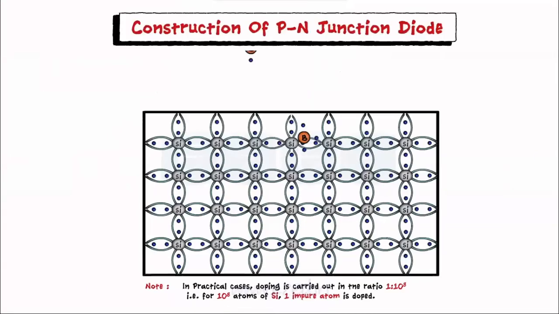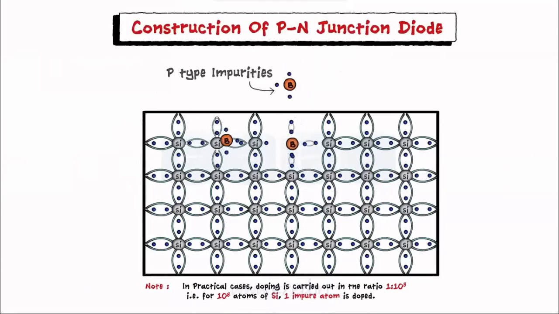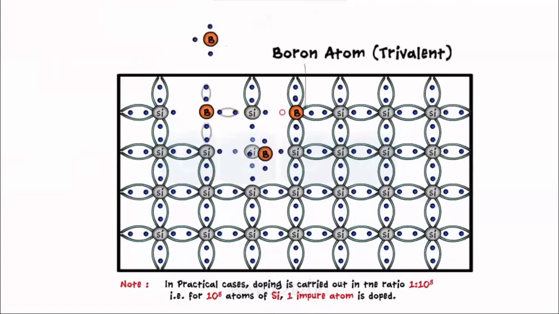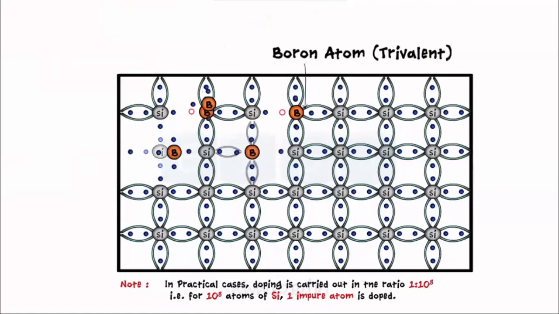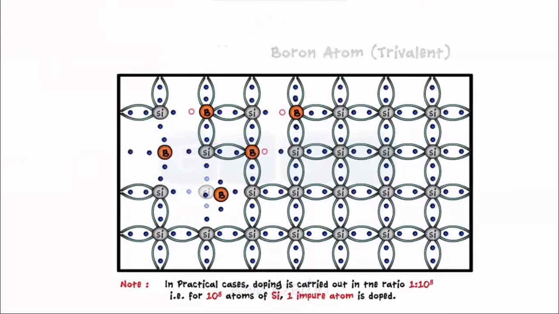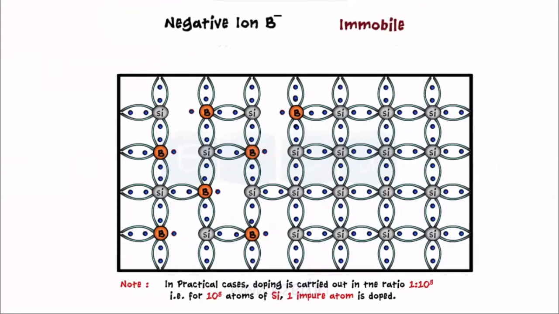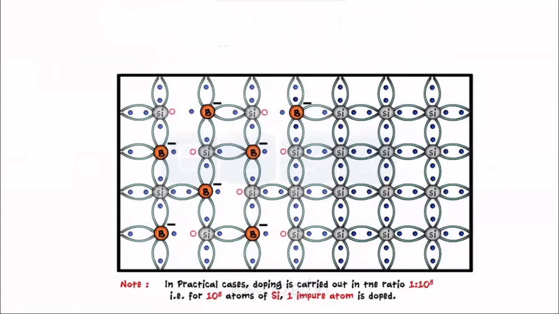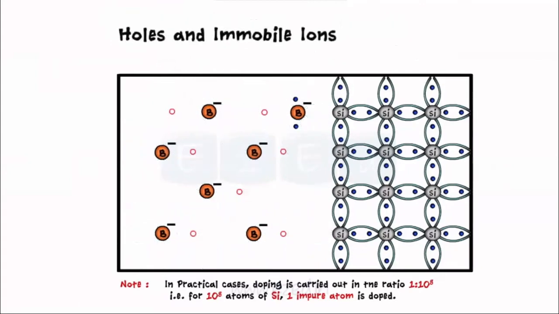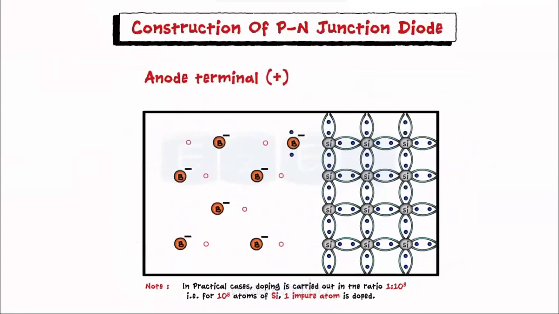We dope p-type impurities like boron on the left half of one slide. Boron atom, being trivalent, accepts one electron from the neighboring silicon atom and creates a vacancy or hole in the silicon structure. As boron accepts one electron, it loses its neutrality and becomes a negatively charged ion. These ions are immobile in nature. Thus we have holes and negative ions which are formed in the left half, which forms the anode and acts as a positive terminal.